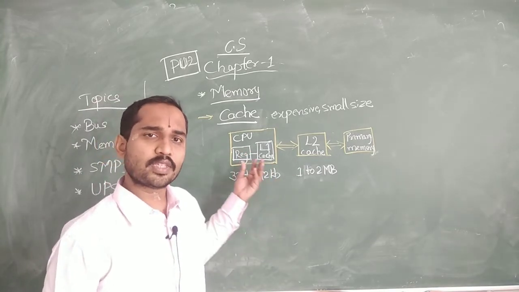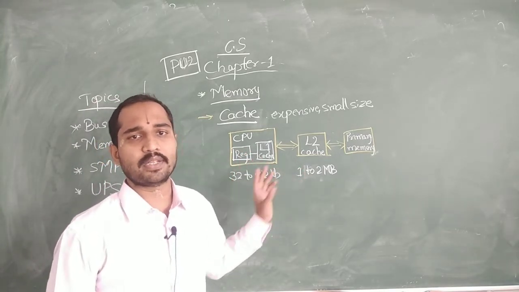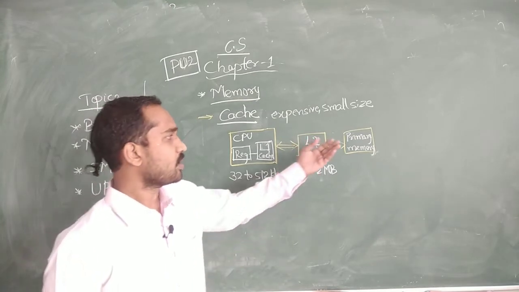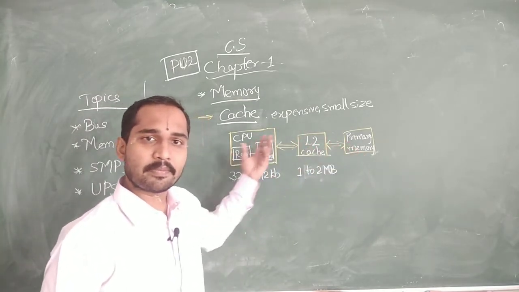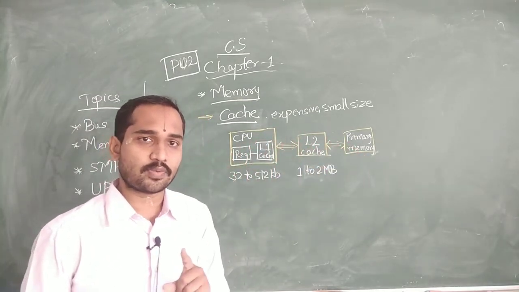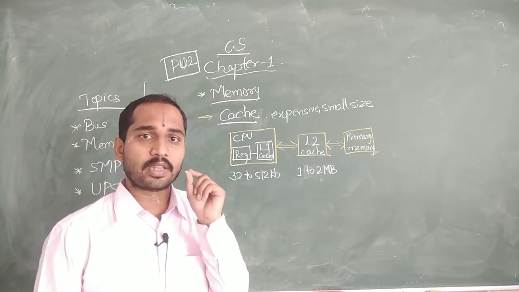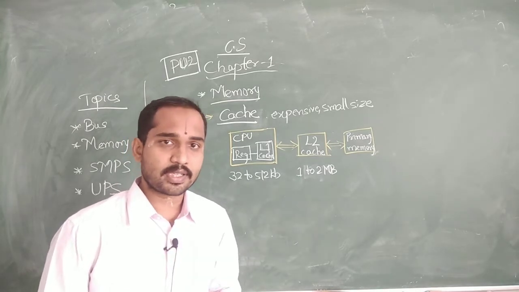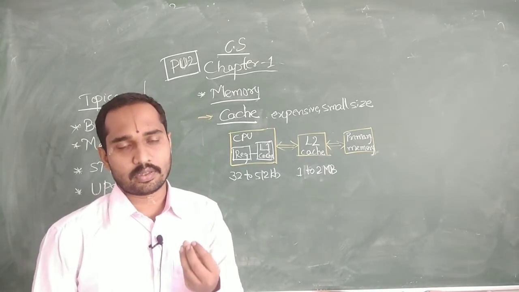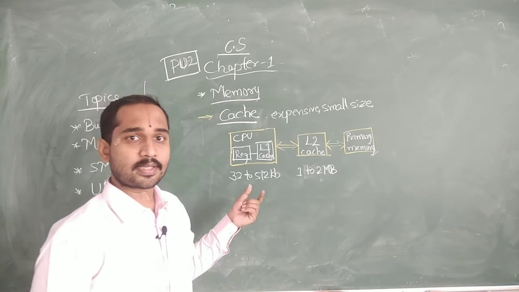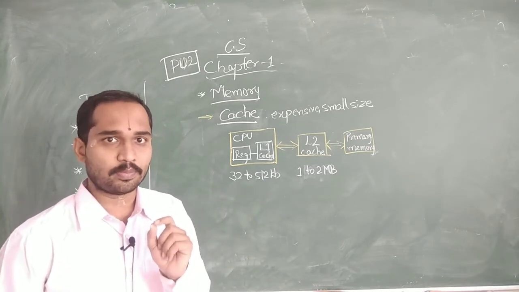Level 3 is there, which is a bit slower compared to level 1 and level 2. Between the primary memory and CPU, this cache is situated, which is very expensive but gives the data at a high speed for the processing. This is about the cache memory. I hope this is clear.